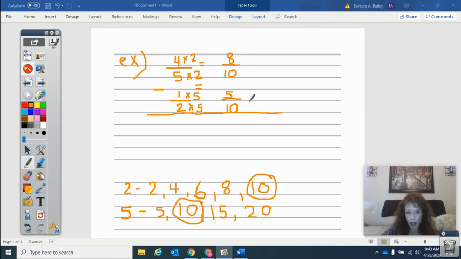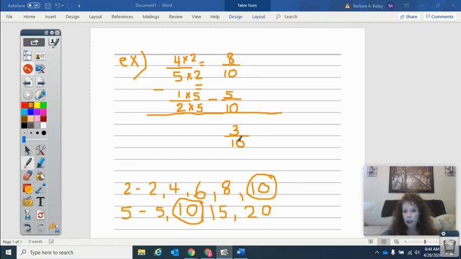But now I have same denominators, I can subtract. Before I subtract, though, I'm going to go ahead and bring down that denominator, same, so I don't forget. And I can subtract now. My numerator is 8 minus 5, which is 3. So I get 3/10. So 4/5 minus 1/2 is 3/10.